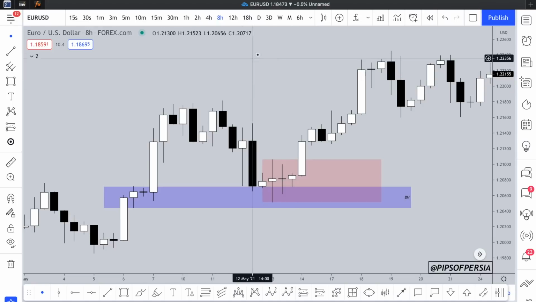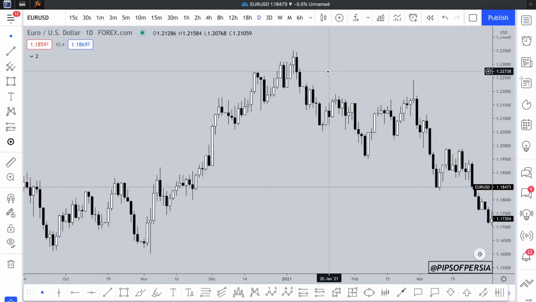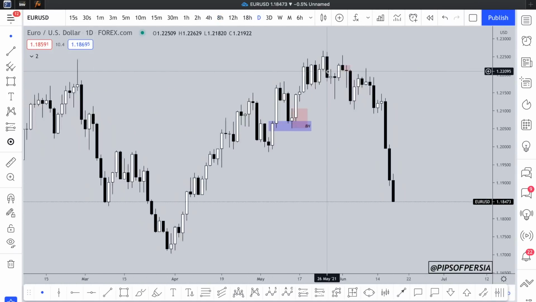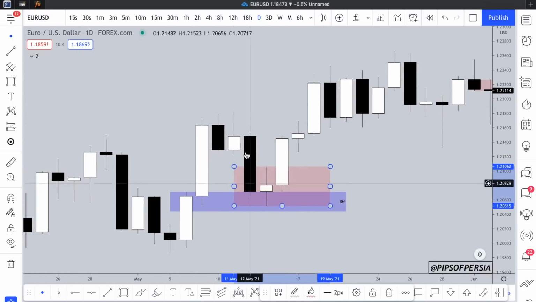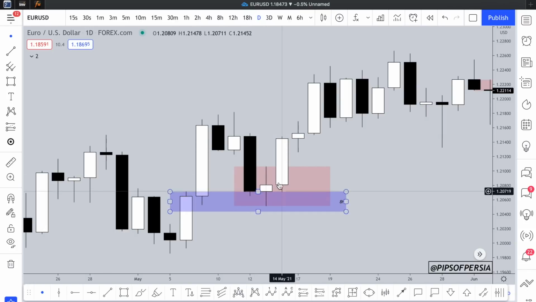Again, this is now on the 8-hour time frame, but if I zoom out to the daily time frame and look at that same level, I don't think I now need to point anything out to what this looks like. We literally have just gone through this 3-candle formation. You can see it right over here.